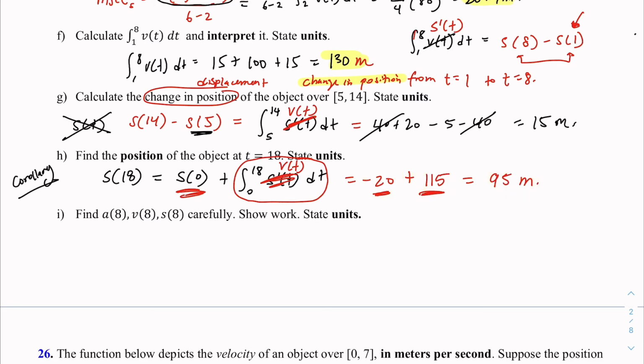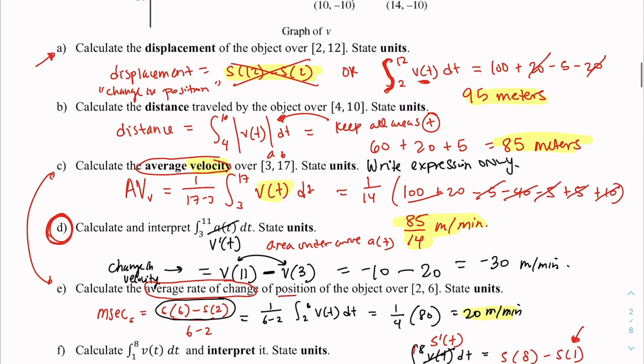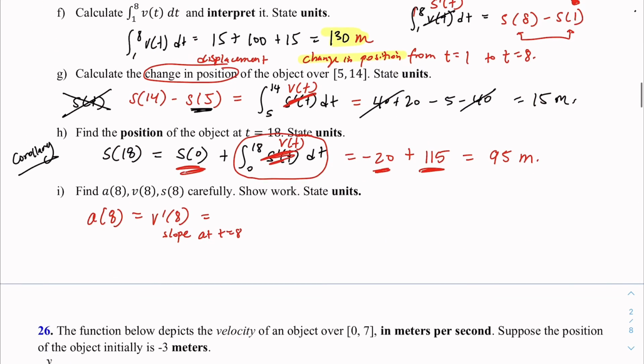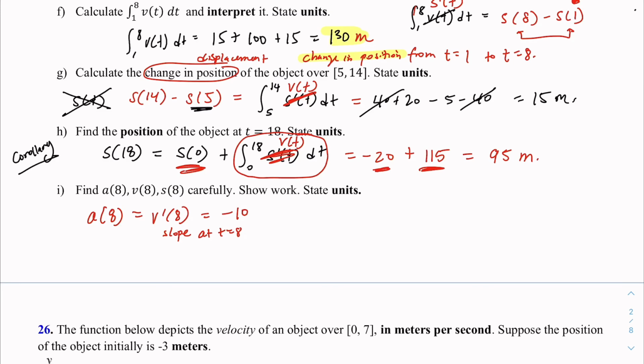All right, part I says find a of 8, v of 8, s of 8. So a of 8, well, we don't have an a function, so we have to rewrite that as v prime of 8, which means we're finding the slope of the v curve at t equals 8. Let's go to t equals 8. All right, there it is. The slope of this piece is down 20 and over 2. So the rise is negative 20, the run is 2, so it'll be a slope of negative 10. And acceleration is in meters per minute squared.